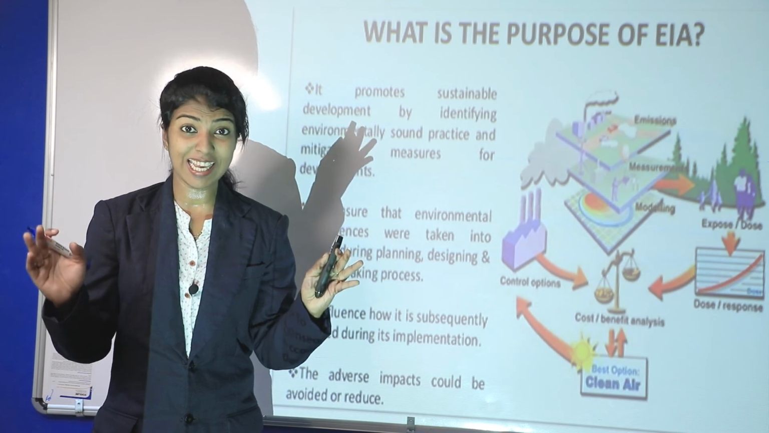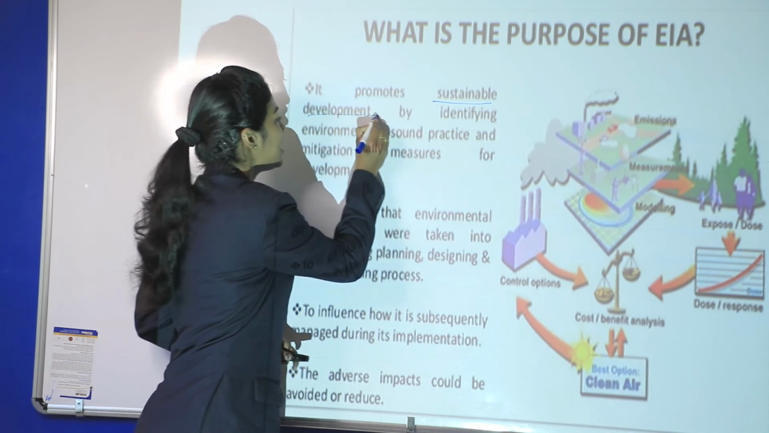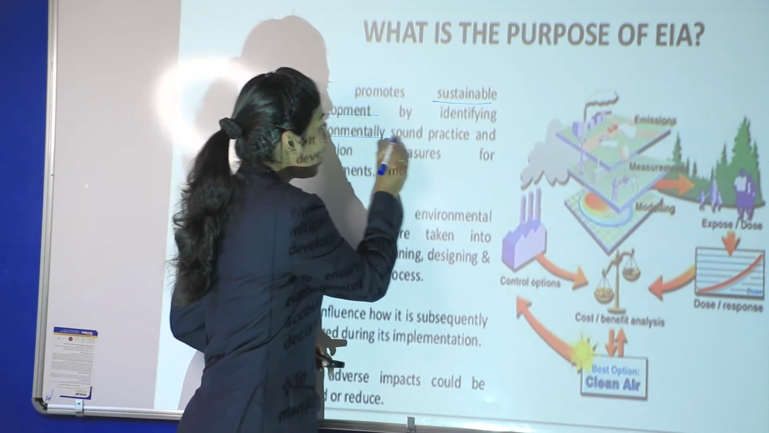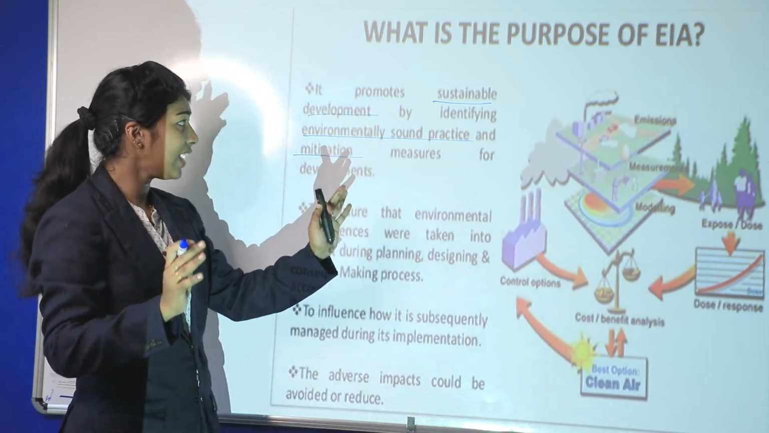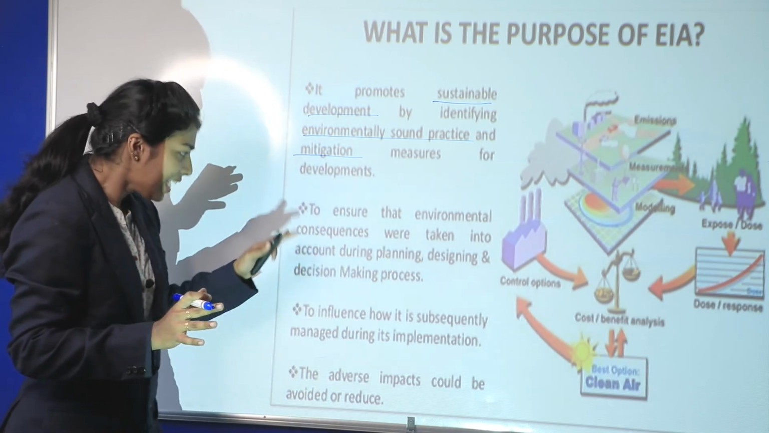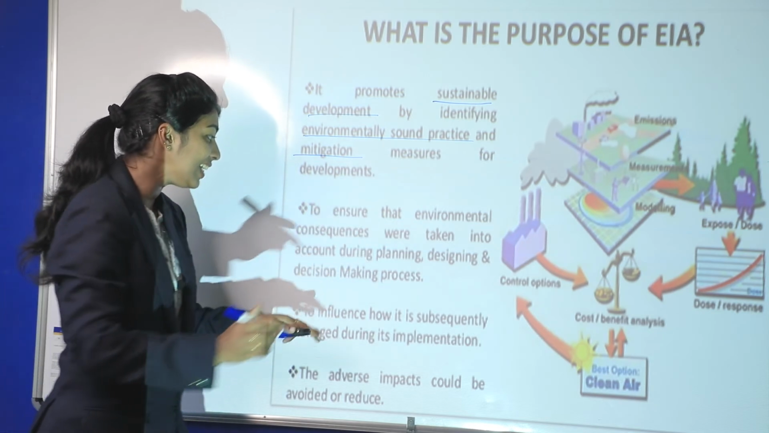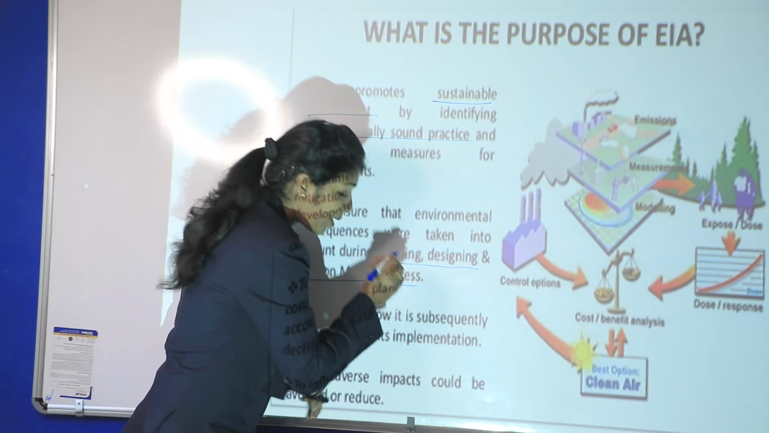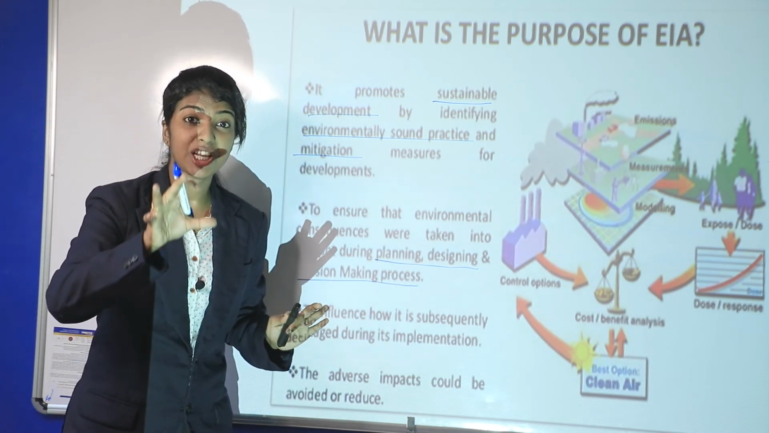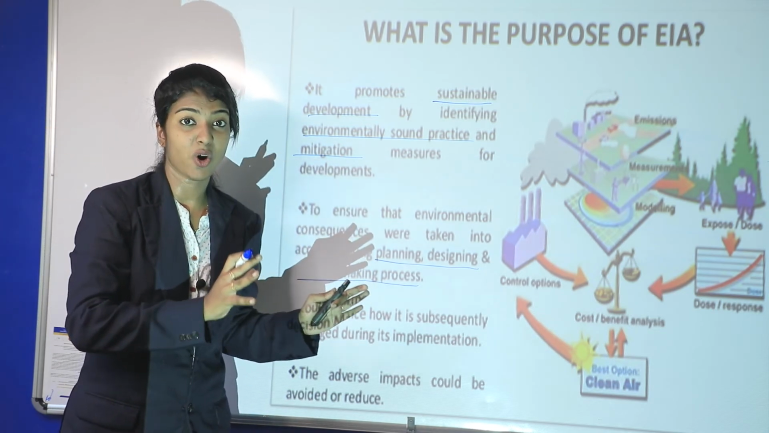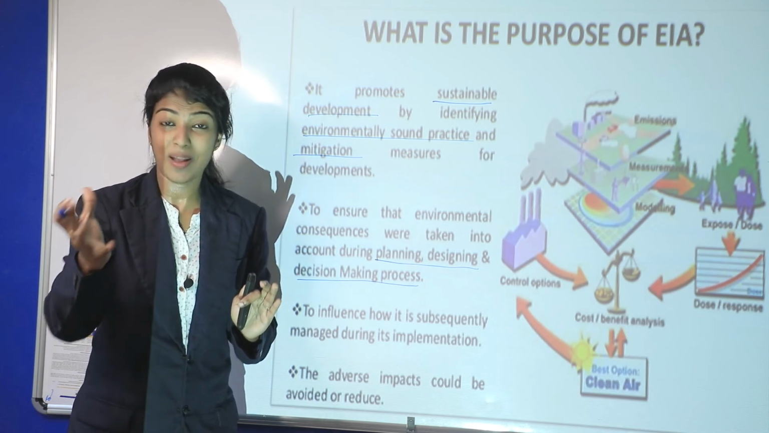What is the purpose of EIA in detail? We already discussed. It promotes sustainable development by identifying environment sound practices and mitigation measures. Next is to ensure that environment consequences are taken into account during planning, designing and decision making process. From the starting stage, planning and designing a particular project itself, the environment impact is taken into consideration, and we make decisions based on that.